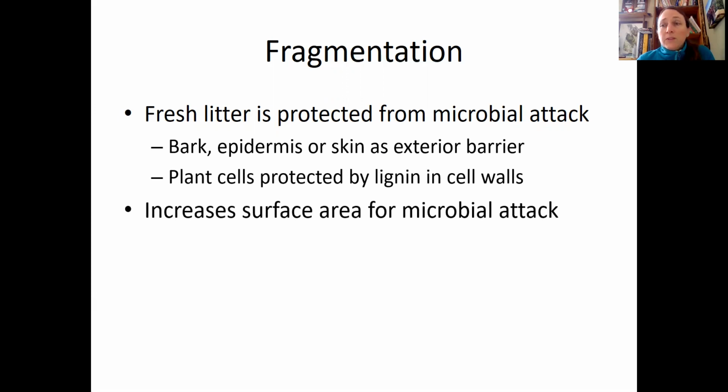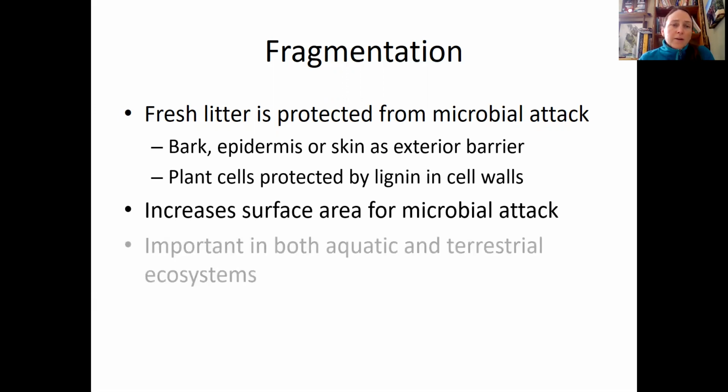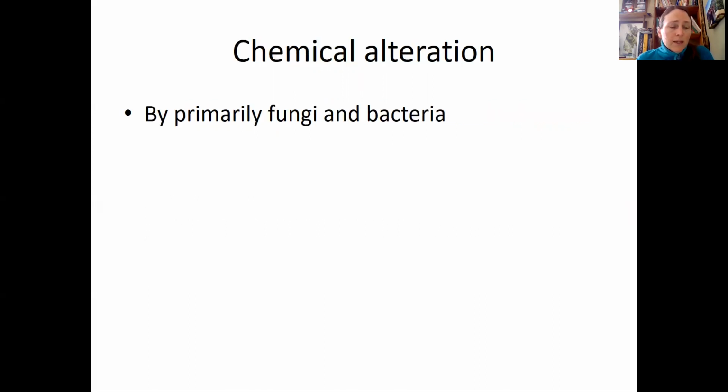Fragmentation, maybe it's physical fragmentation, rocks bouncing around with the leaves, or the leaves getting wrapped around something and kind of ripped, increases surface area then for microbial attack. And fragmentation is important in both aquatic and terrestrial ecosystems. And then once you have cracks and fissures in the waxy cuticle layer and chunks taken out of things, you can have fungi and bacteria start breaking things down.